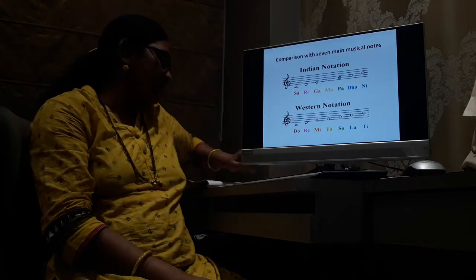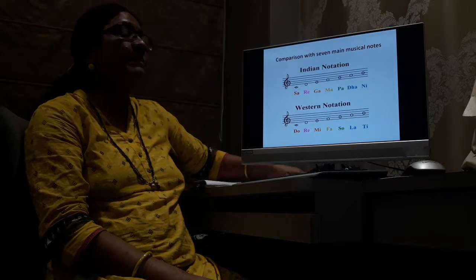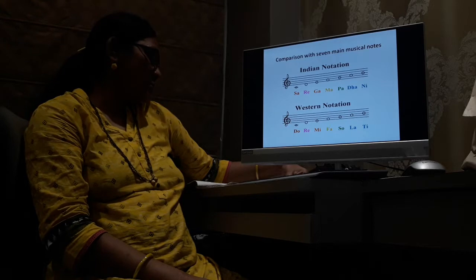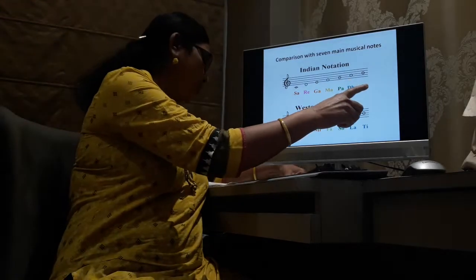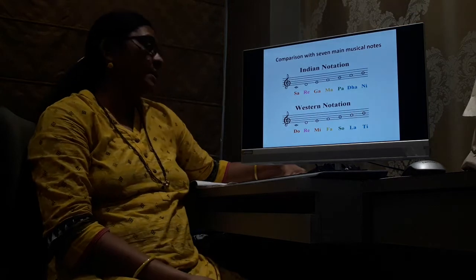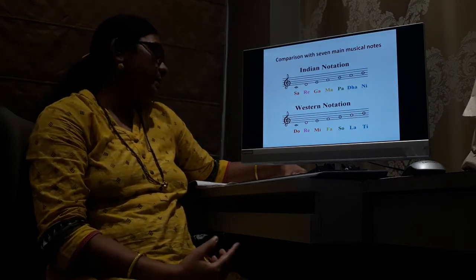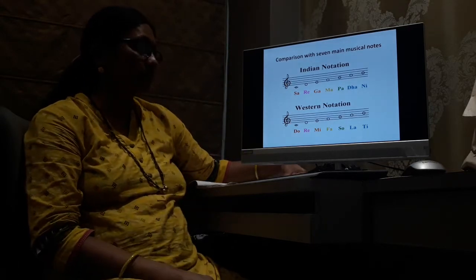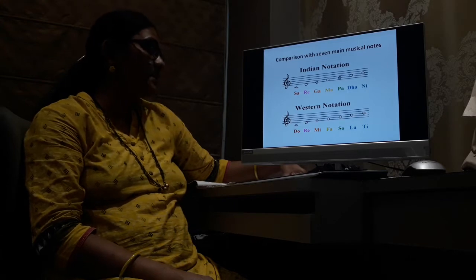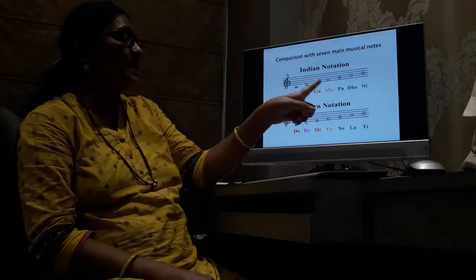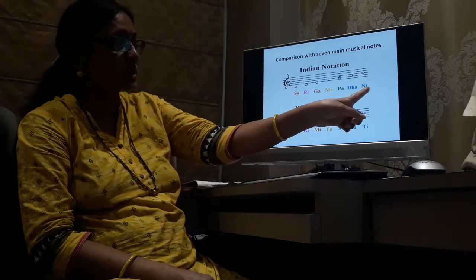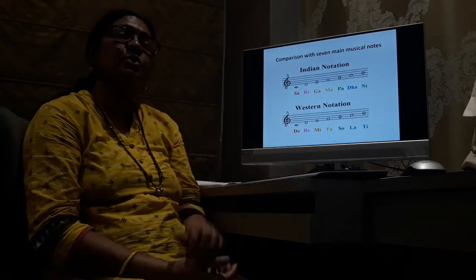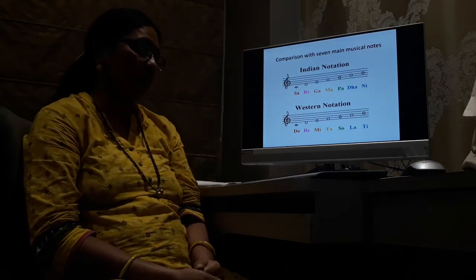Now this Sa, which comes the second time, is of double frequency. The frequency of the notes goes on increasing from Sa to Ni. And then comes the Sa again with double the frequency of the original Sa. It means that the notes repeat after completion of one saptak. As these are 7 notes, this is called a saptak. So we get the repetition of notes after each saptak.